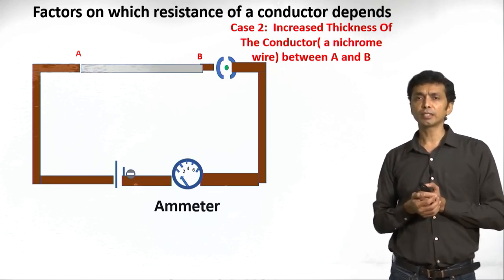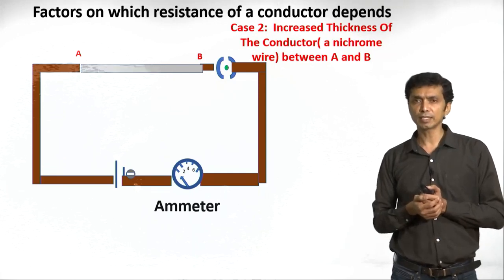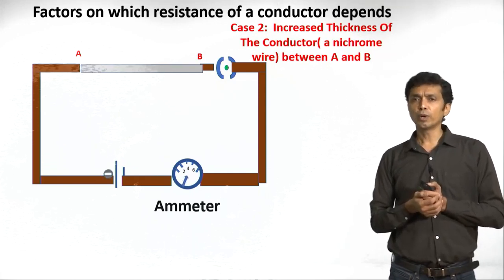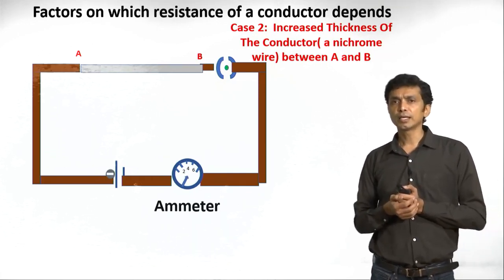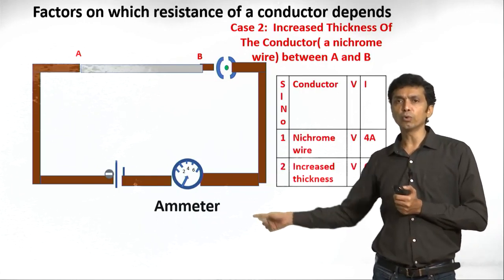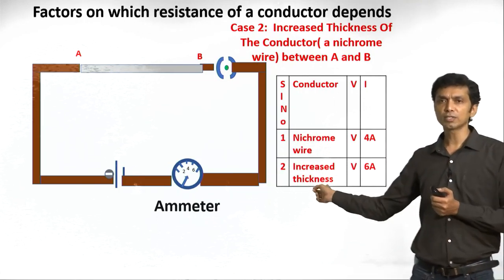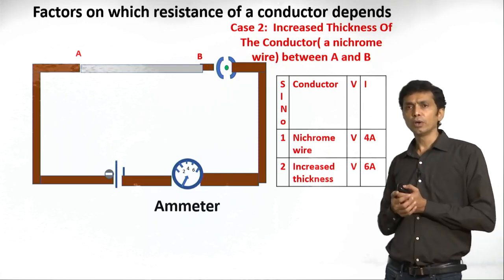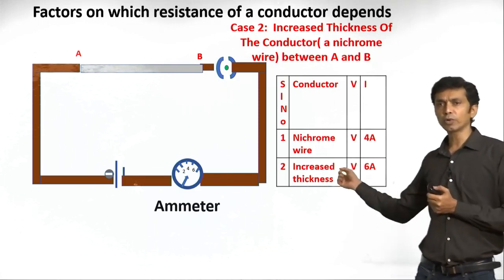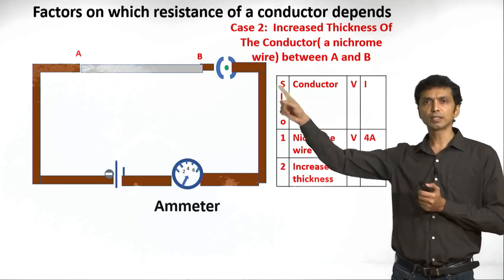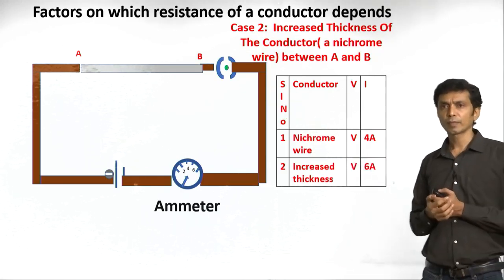Let us see whether we will find any difference when we give the power source in this circuit. As you can see, the electric current is more. It is around 6 amperes. So, what did we do? Why did we get more electric current? We increased the thickness of the wire.